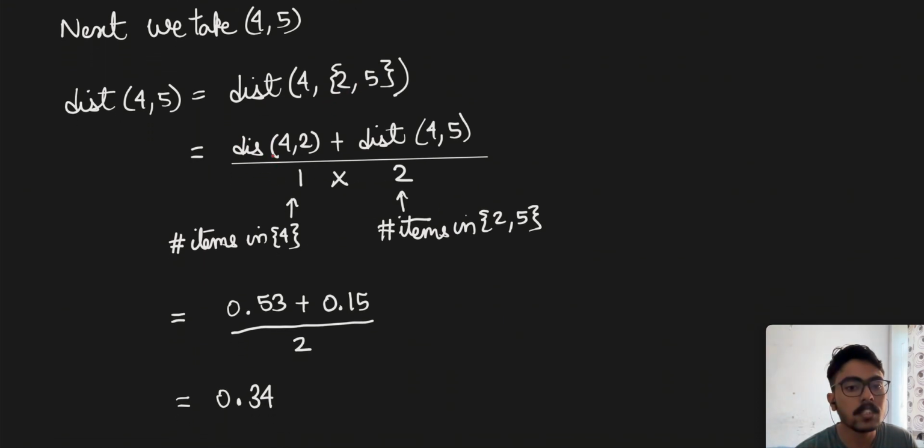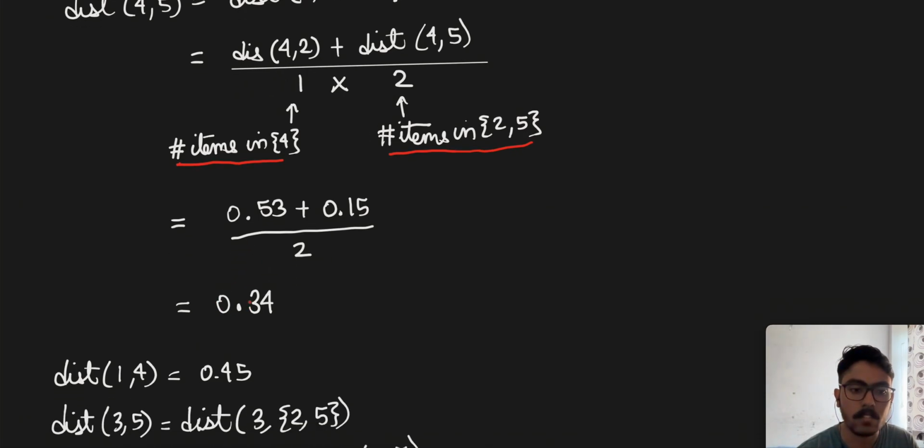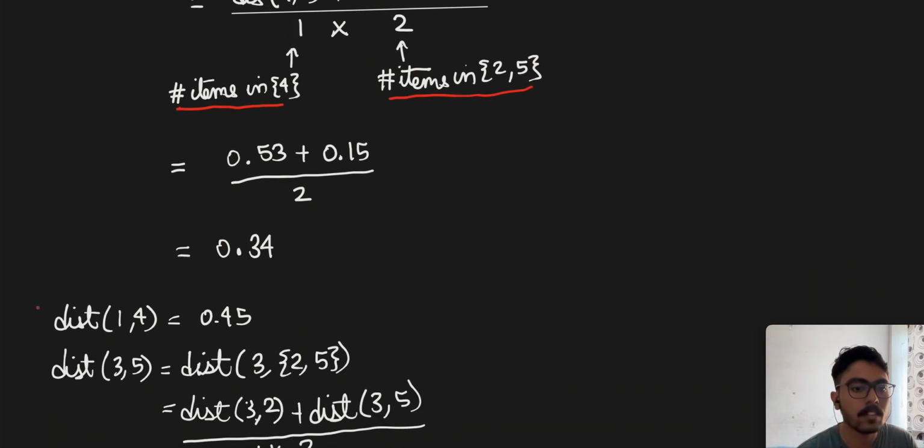So it will be distance of 4 comma 2, that is this element and this element, plus distance of 4 and 5, these two elements, divided by 1 into 2, where this 1 comes from the number of items in this set, that is 4, and 2 comes from the number of items in 2 comma 5. So 1 into 2. Then we get 0.53 plus 0.15 divided by 2, which is 0.34. Then we have distance of 1 comma 4, which is 0.45.